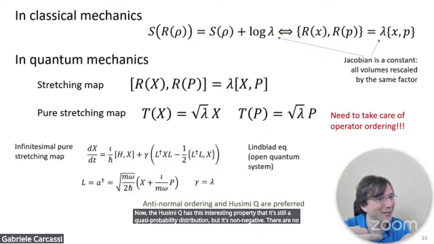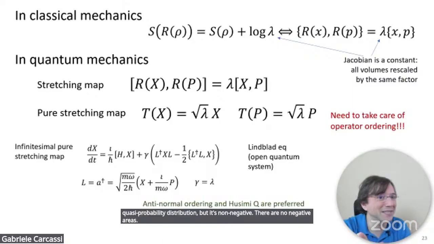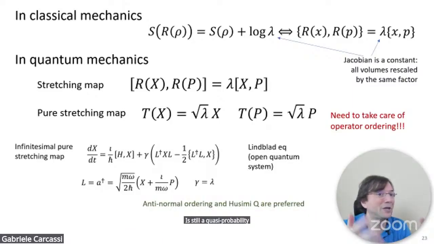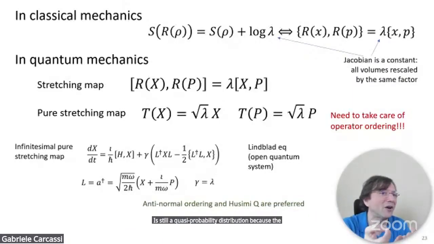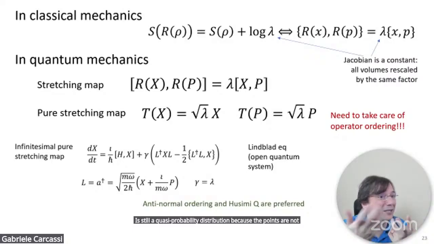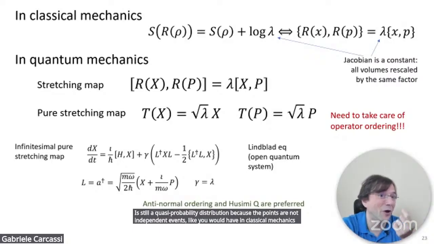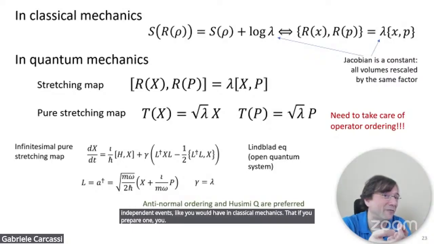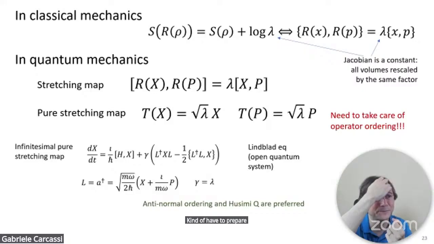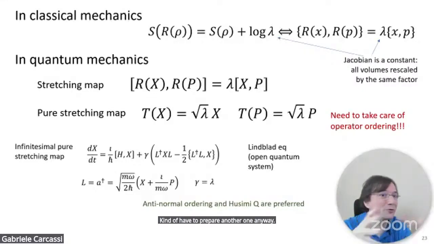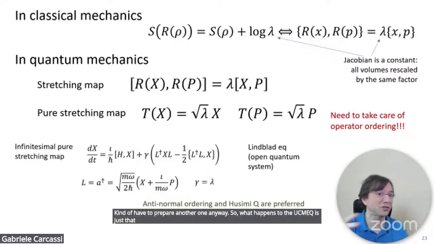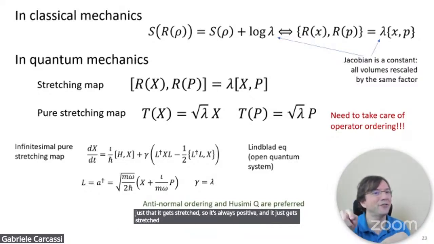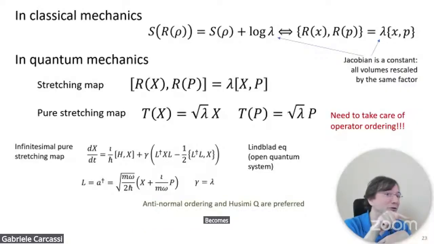There are no negative areas. It is still a quasi-probability distribution because the points are not independent events like you would have in classical mechanics. If you prepare one, you kind of have to prepare another one anyway. So what happens to the Husimi Q is just that it gets stretched. So it's always positive, and it just gets stretched. And in the limit, the Wigner function becomes closer and closer to the Husimi Q.